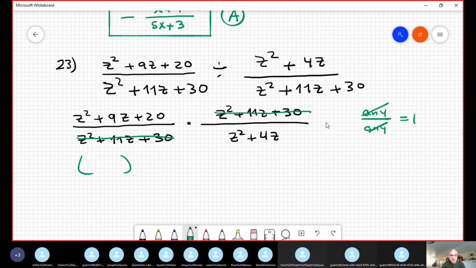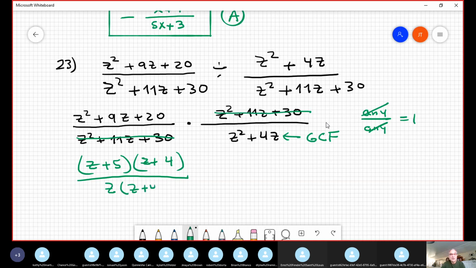This is a regular trinomial, and the combination is 5 and 4. 5 times 4 is 20, 5 plus 4 is 9, plus, positive. In the denominator we have only a binomial, but it's easy. The only thing you should do is find the GCF, and the GCF is c, c plus 4. So c plus 4 is cancelled, and stay alive c plus 5 in the top, over c in the bottom.